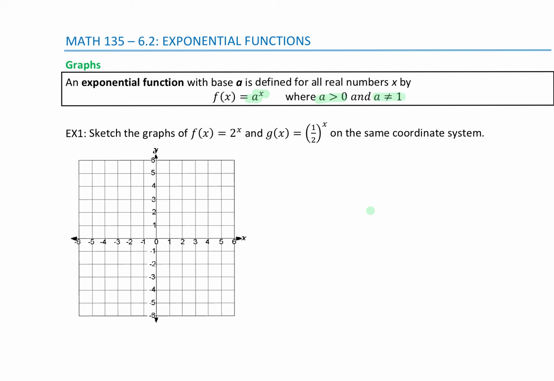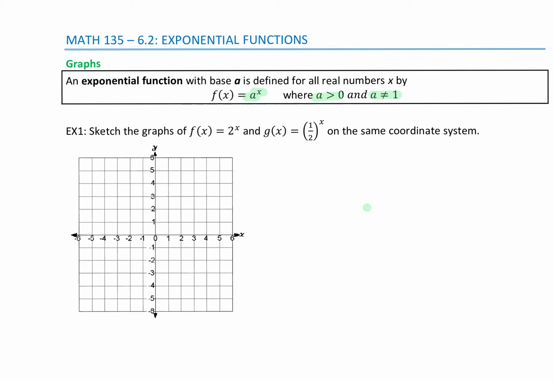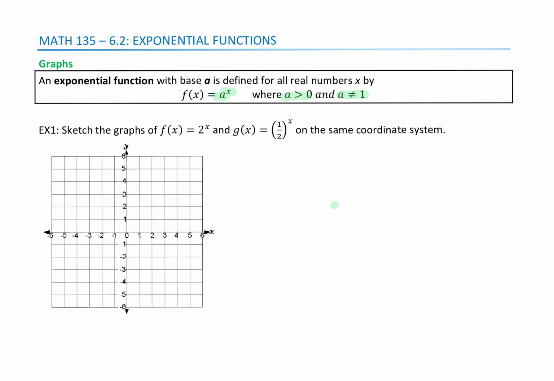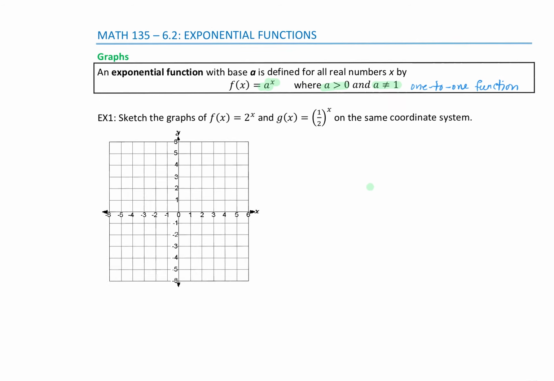And the reason why we have those conditions there is so that we have a function, but not only a function, but a one-to-one function. Now recall that if a function is one-to-one, it does have an inverse. So later on, we're going to talk about the inverse of an exponential function. So anyway, that's why the base has to be greater than 0 or positive and not equal to 1.